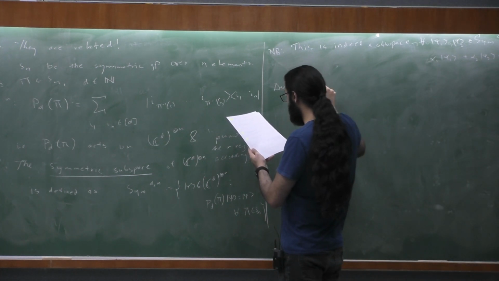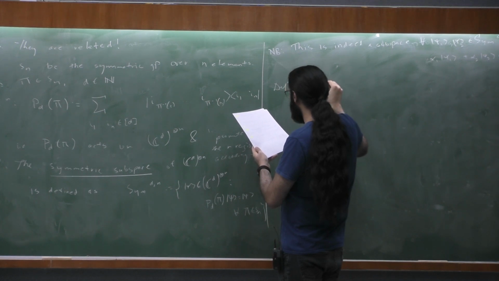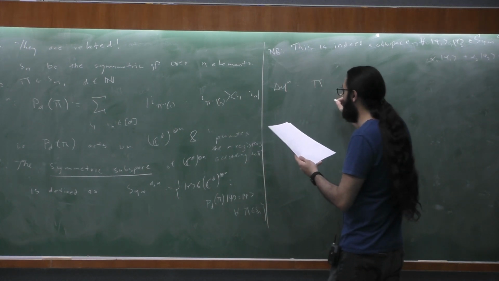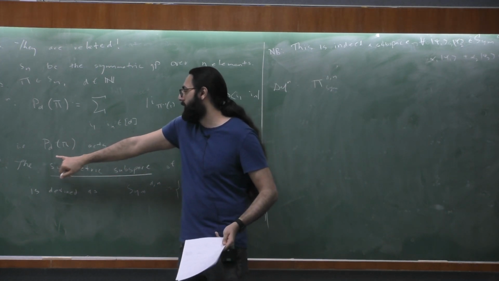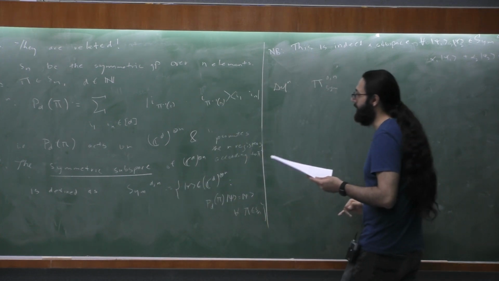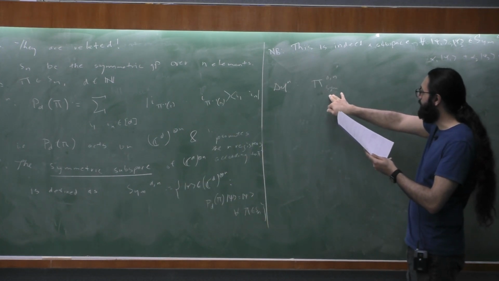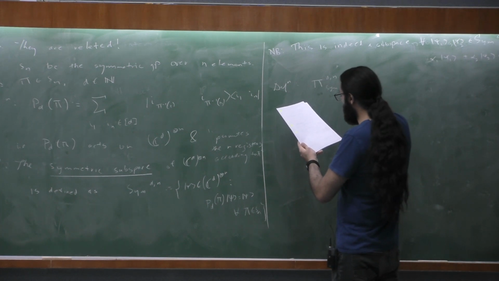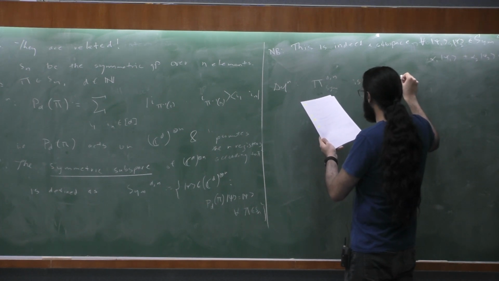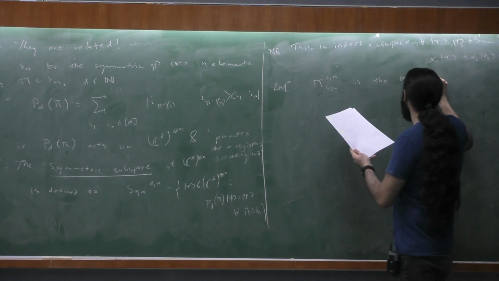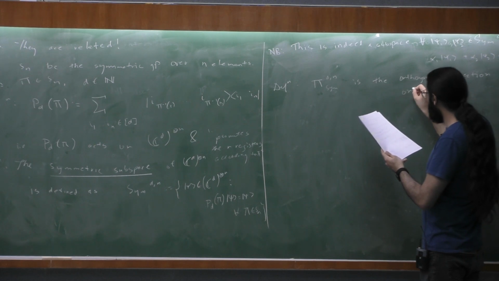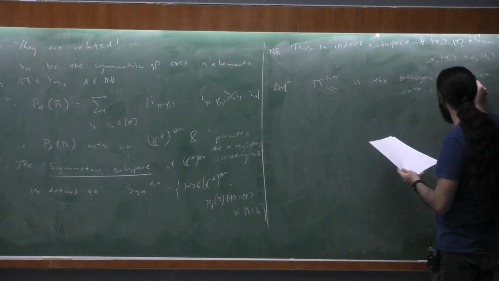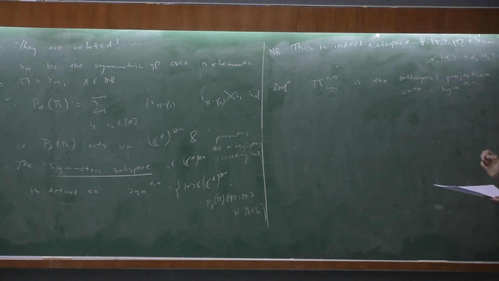So now a definition. We're defining this object called Pi_sym^(d,n). We had P_d, which took in this pi, an element of the symmetric group. Now we're defining Pi_sym^(d,n) as the orthogonal projection onto the symmetric subspace. So basically just projecting onto that space.